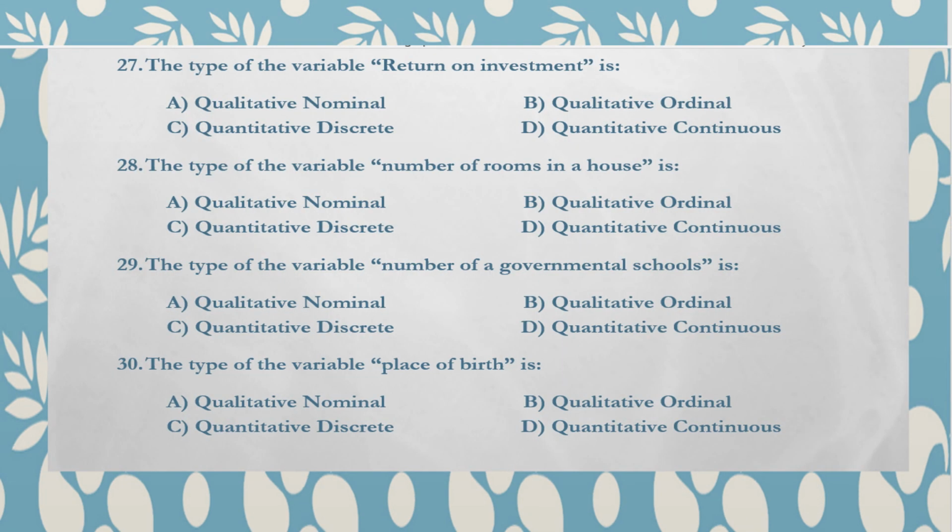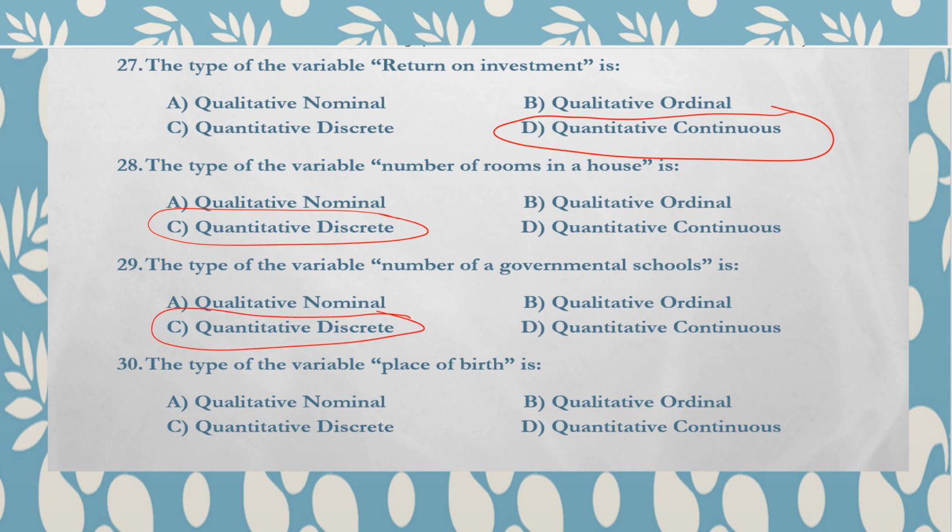The type of the variable return on investment. This variable is a quantitative continuous variable. Type of variable number of rooms in house. This is a quantitative discrete. The type of the variable number of governmental schools. This is also a discrete variable. The type of the variable place of birth. This is a nominal variable. So the right answer is A.